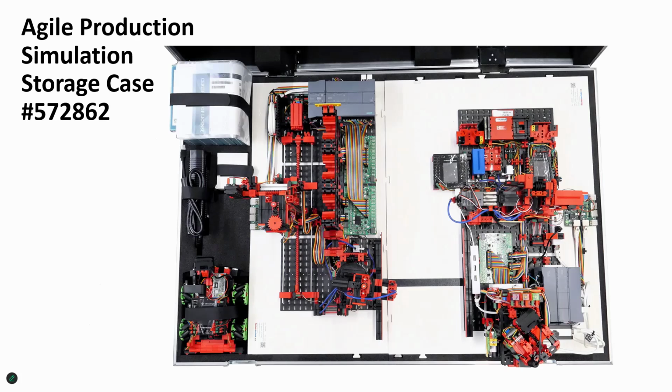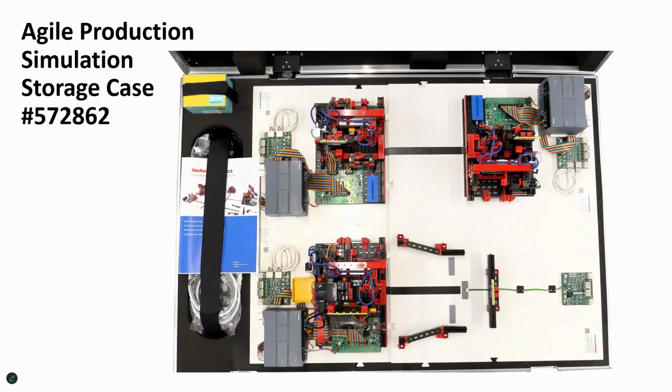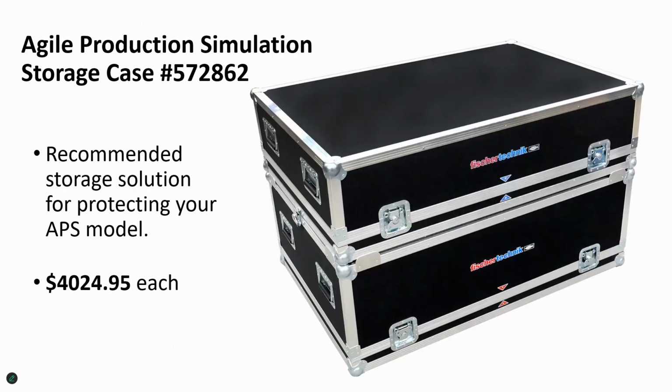The lower section of each case is lined with hard foam, while the upper sections have some foam to help cushion the various work modules while in storage. As you see there, the dimensions of the case are approximately 48 inches by 32 by 29 inches, and it has a weight of approximately 75 pounds unloaded. And when the APS model is loaded into the case, the total weight is approximately 190 pounds.